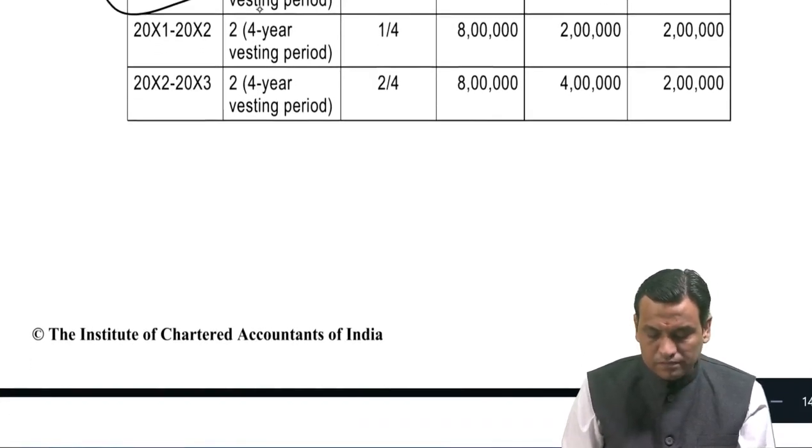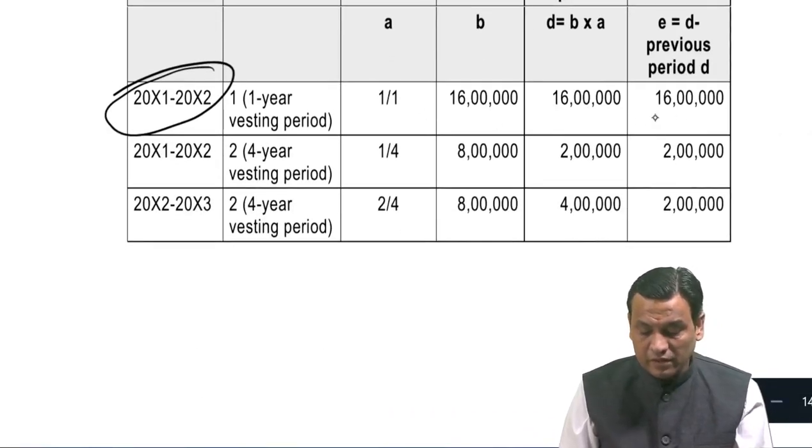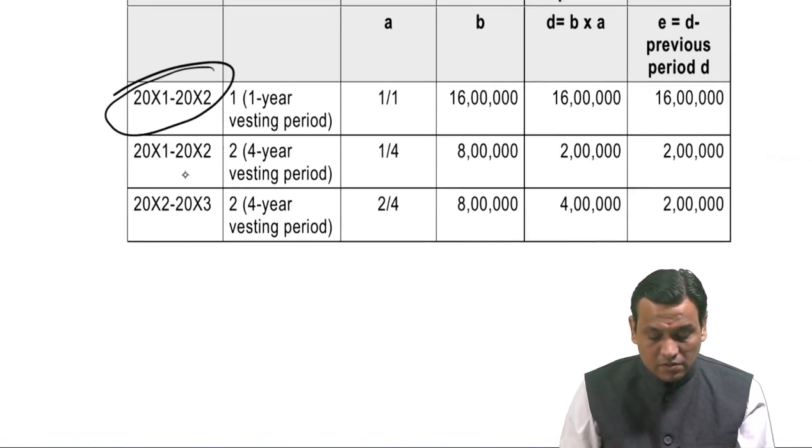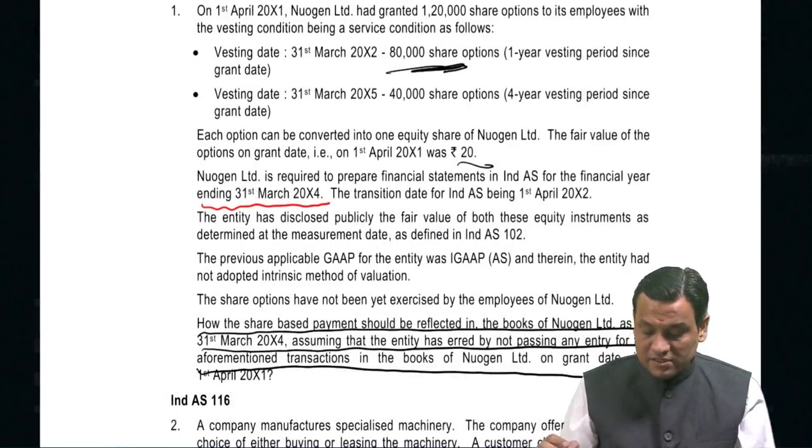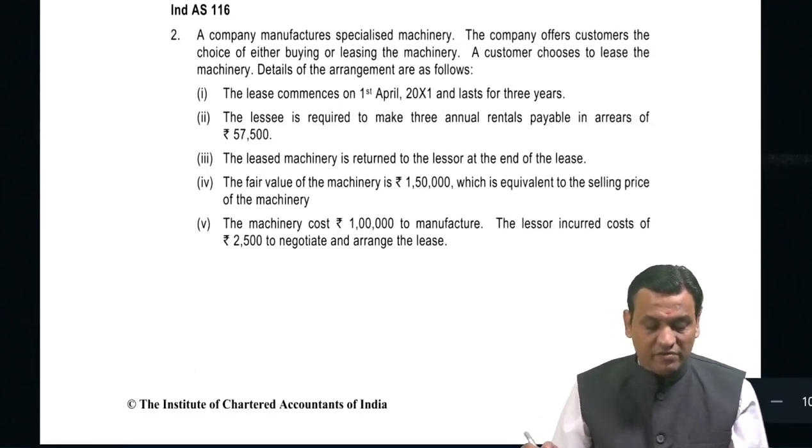For 1 to, only 1 year vesting period is there because of that 80,000 options. Another 40,000 options, 8 lakhs is the fair value, and every year 2 lakhs will be recognized. Now friends, the next Ind AS is 116.